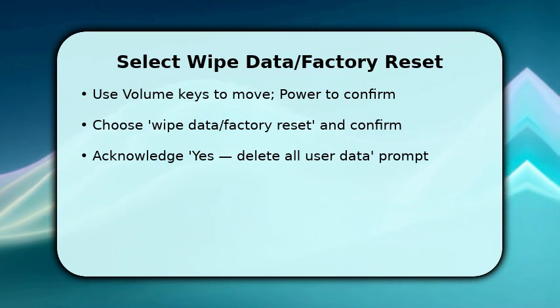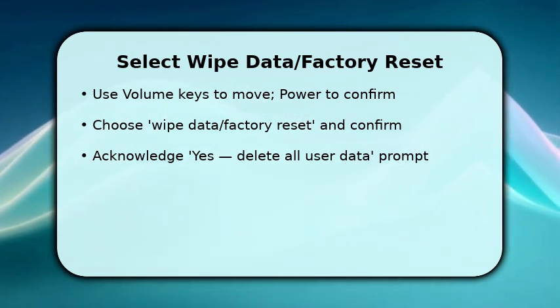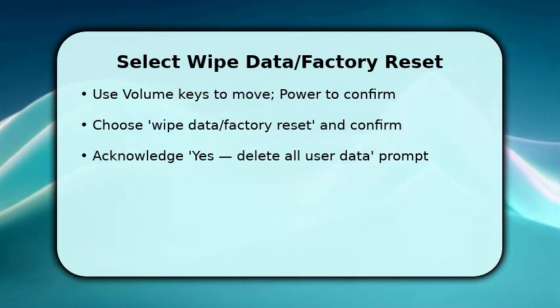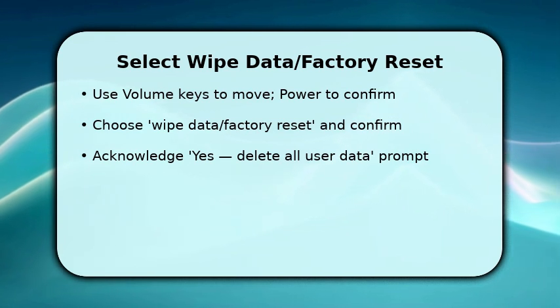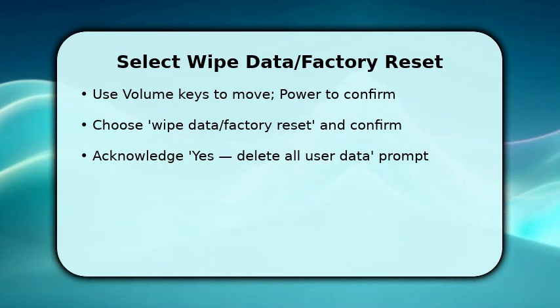Highlight wipe data/factory reset and press power. You do this because it clears user data and returns system software to default. Next, select Yes, delete all user data to begin the process. The phone will show progress lines or text. When it finishes, you return to the recovery menu.